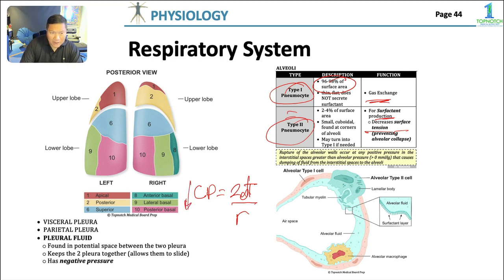So, with the use of surfactant, must know. Okay? With the use of surfactant, surface tension will decrease. Write this down. With the use of surfactant, collapsing pressure will decrease. Write that down. And with the use of surfactant, lung compliance will increase. Okay? So, surfactant will decrease the surface tension, decrease the collapsing pressure, increase lung compliance. So, yung nagpo-produce ng surfactant, type 1 or type 2? Type 2 pneumocytes or type 2 alveolar cells.